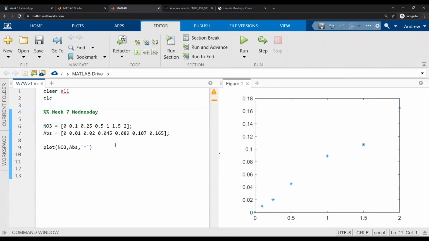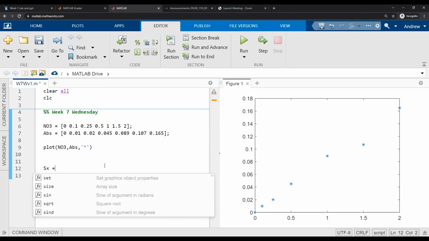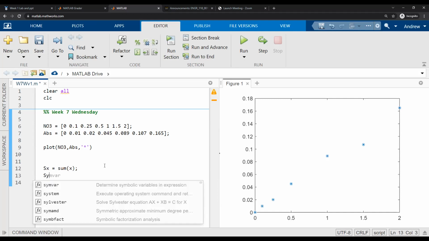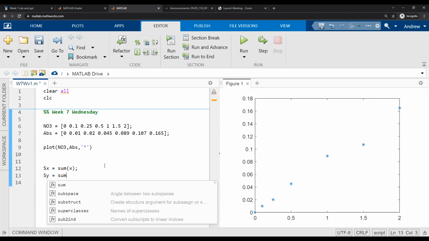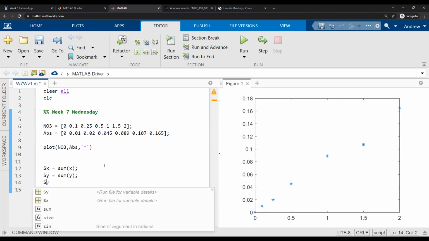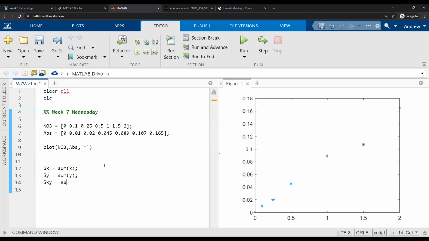So basically all we have to do is try to program each of the previous equations. Okay, so hopefully you wrote those down. So basically I'm going to define sum of x equals sum of x, sum of y equals the sum of y, sum of xy.